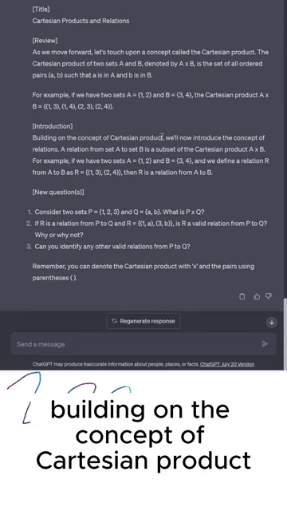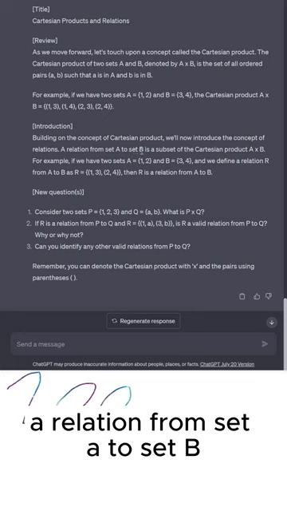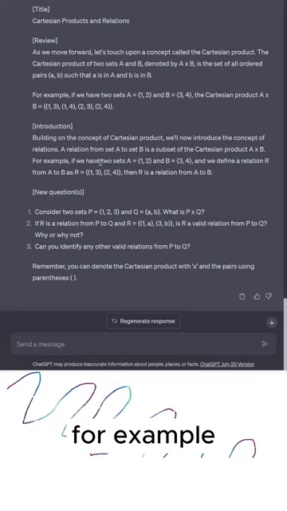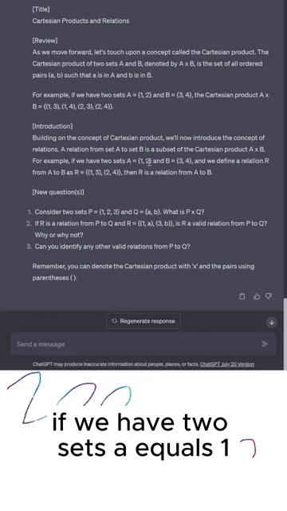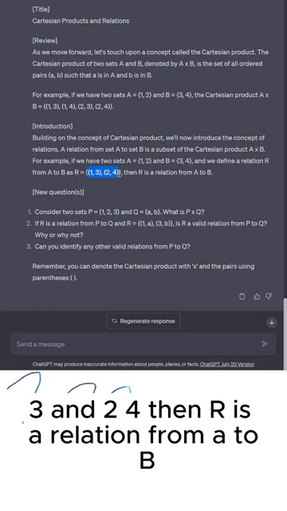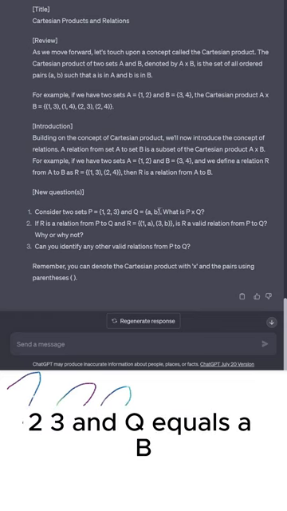Building on the concept of Cartesian product, we'll now introduce the concept of relations. A relation from set A to set B is a subset of the Cartesian product A cross B. For example, if we have two sets A equals {1, 2} and B equals {3, 4}, and we define a relation R from A to B as R equals {(1, 3), (2, 4)}, then R is a relation from A to B.